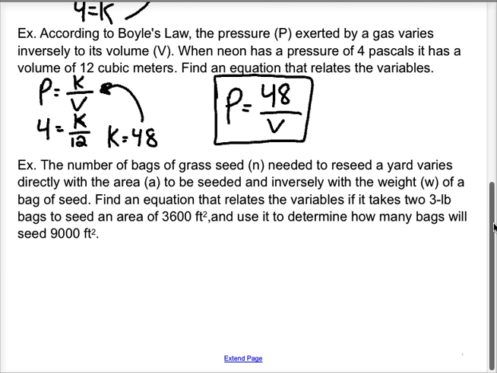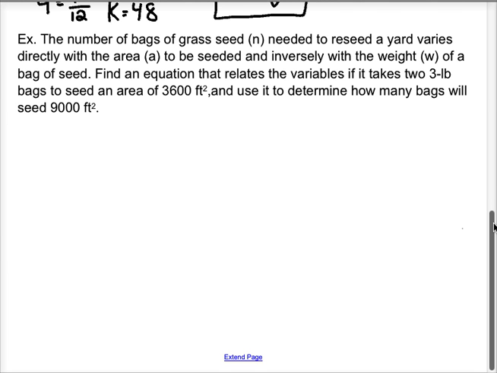All right, so the first thing we have to do is figure out the structure of the equation. So the number of bags, so N. This says it varies directly with the area. So that means when I'm setting this up, the area goes on top. Direct means it goes on top with a constant variation. And inversely with the weight of the bags.